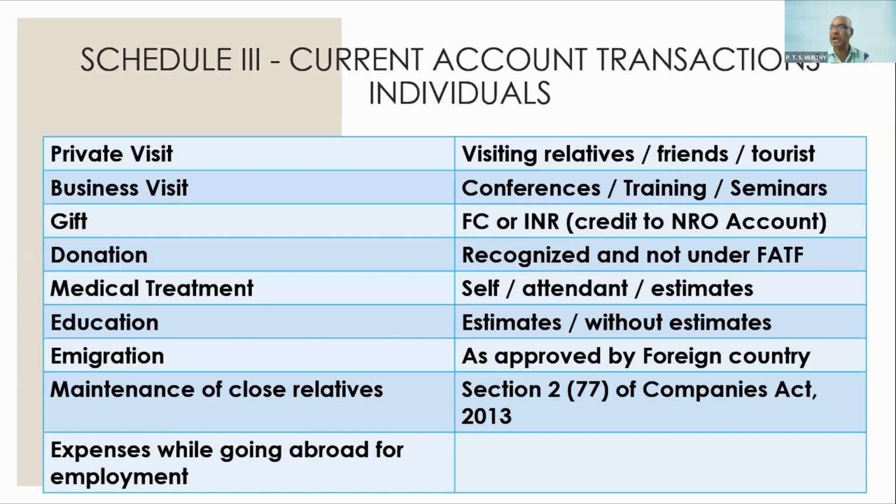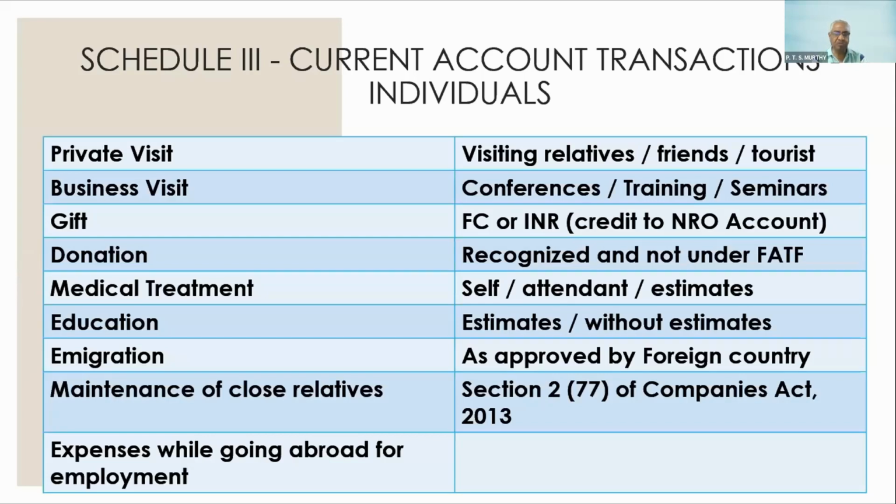What are the facilities we have? We have the private visit, we have the business visit, we have the gift, we have donation, we have medical treatment, we have education, we have immigration, we have maintenance of close relatives, expenses while going abroad for employment. All these transactions are considered as the Schedule 3 current account transactions, which can be done for individuals by the authorized dealer.